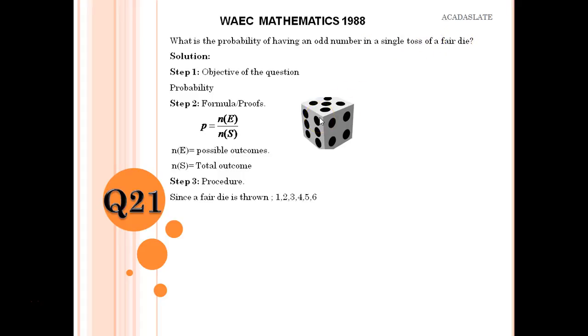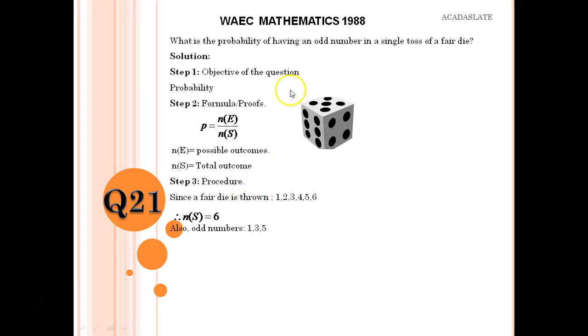Now when a die is tossed once, what are the outcomes? When a die is tossed once, either we get a 1, or we get a 2, or we get a 3, or we get a 4, or we get a 5, or we get a 6. So these are the outcomes if a die is thrown once. These are the total outcomes.